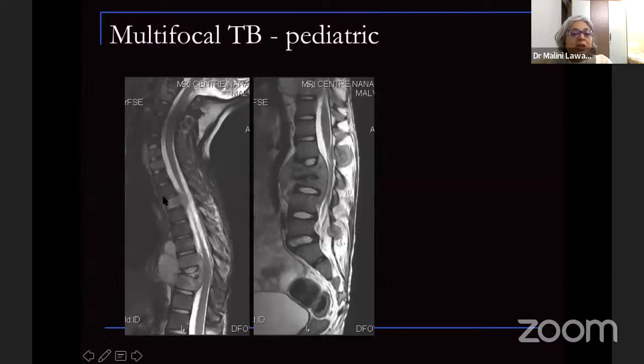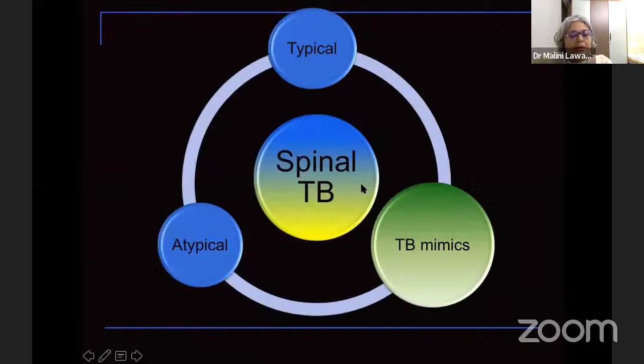Multifocal involvement is very common in the pediatric age group. So you can see involvement at these levels, this level here, here, with a large soft tissue component, same patient, lumbar spine. It's quite common in India. TB mimics, we already looked at last time, the most common being seronegative spondyloarthropathy, which can cause difficulty in diagnosing.